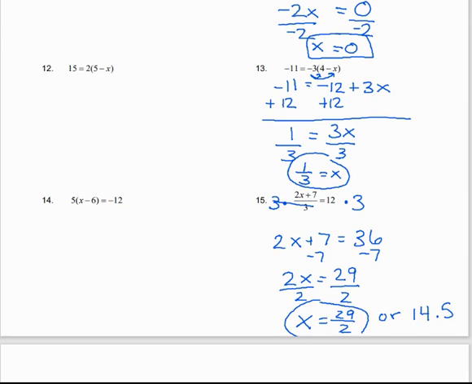Any questions so far? Okay. Could we do one where the entire operation isn't a fraction, like number 8?